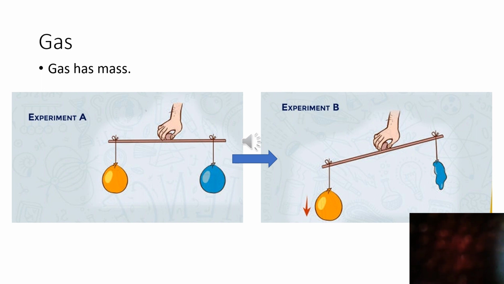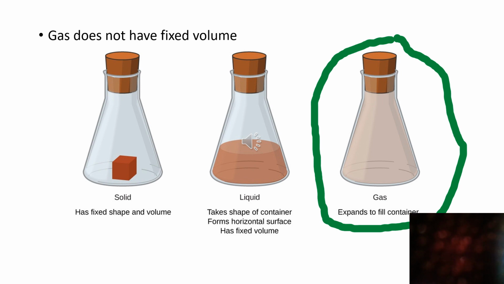And then we poke the blue balloon. What happened? The rod is not balanced anymore, because the orange balloon still has gas in it. So it is heavier than the blue balloon, whose gas already moved to the surrounding. So it proved that gas has mass. Properties of gas: gas does not have fixed volume. As you can see in the picture, we cannot count the volume of the gas, because it expands to fill the container.